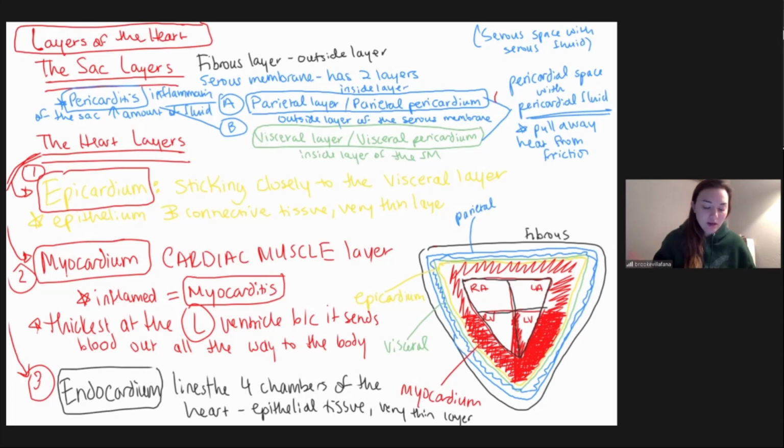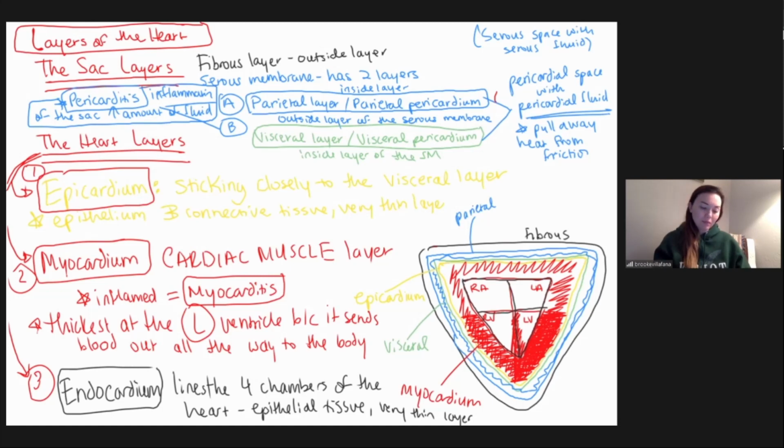When somebody's heart is not pumping correctly, it leads to basically inflammation of the sac and then an increased amount of fluid. But for the test, you really only need to know this definition: inflammation of the sac, an increased amount of fluid in that sac.